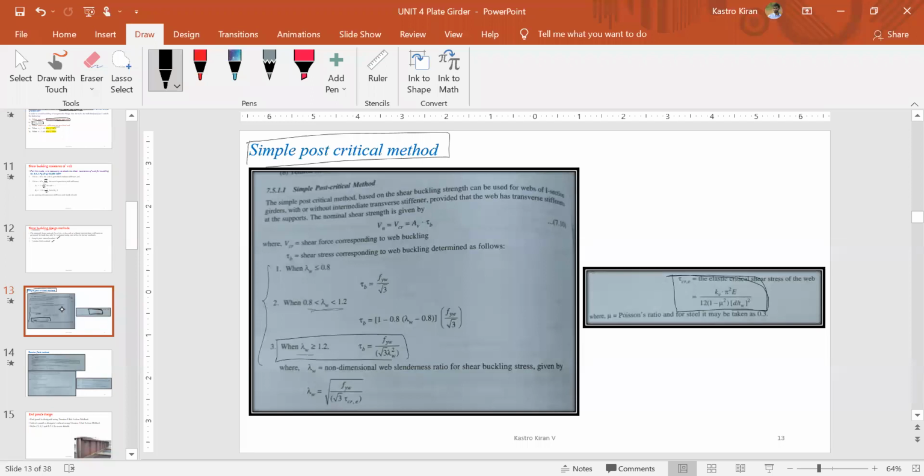You're going to assume that the lambda w value will be greater than or equal to 1.2, and then you find the value of tau b. Remember this condition. Since you don't know the exact value of lambda w, you consider the worst critical case, the third case, and then you find the value of lambda w. By using the value of lambda w, you find the value of tau b, which is the shear stress corresponding to web buckling. So let's solve for this one.